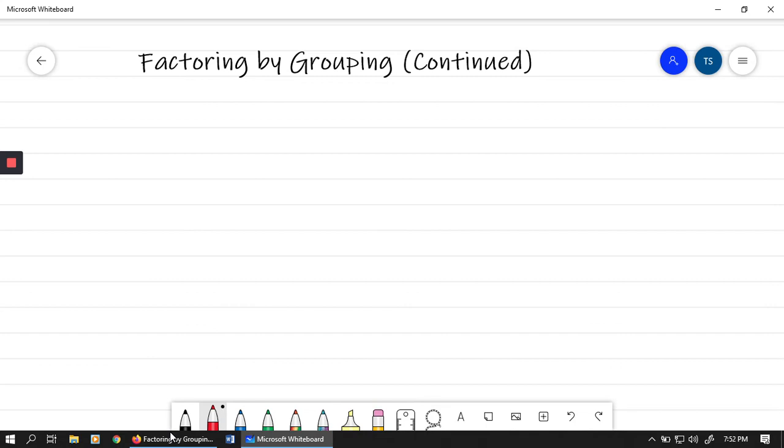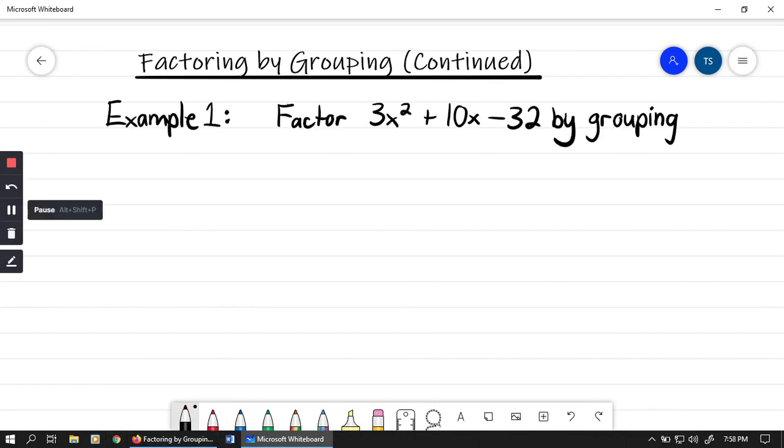In this video, we're going to continue with that, and we're going to look at how to factor quadratic trinomials by grouping. So let's go ahead and jump into an example. Here we see a quadratic trinomial where the a value is not 1. The a value is greater than 1.